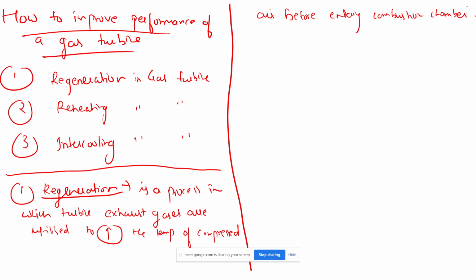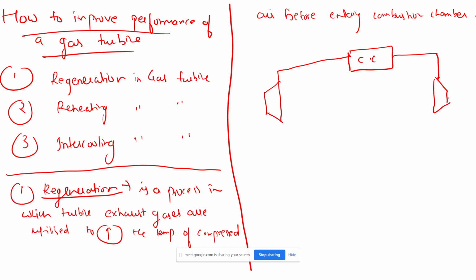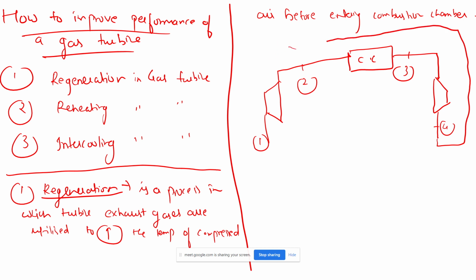Wait, I'll show you this from a diagram. This is the compressor. From the compressor, the compressed air goes to the combustion chamber. From the combustion chamber they go to the turbine. So this is step 2, this is step 3, this is step 4. We are using these exhaust gases here to increase the temperature of the air. This is a regenerator.